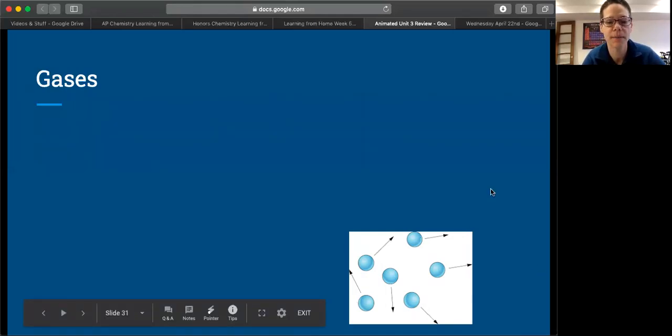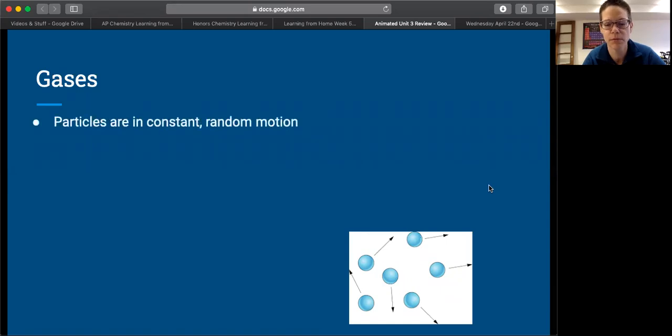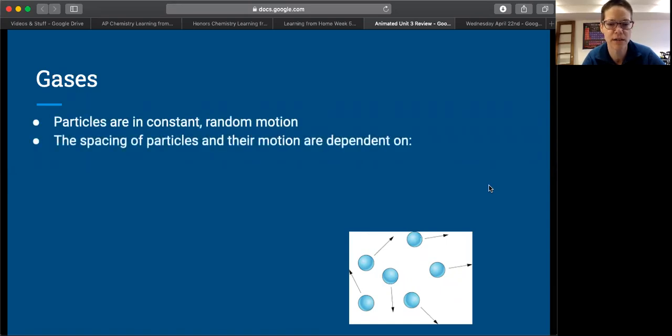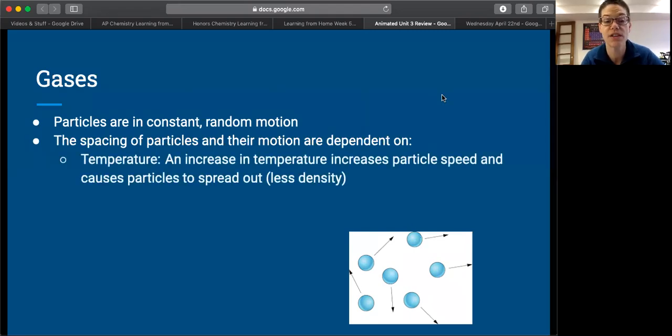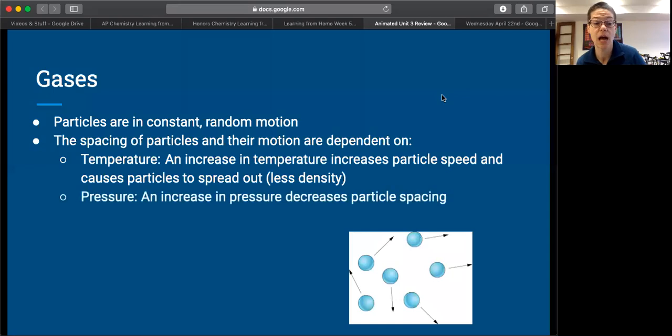Okay, gases. They zoom, they're fast, they're random. The particles are going to be really, really far apart. The main things that affect gases are temperature, because that affects your speed, and pressure. Temperature and pressure. Those are our main things that affect gases.